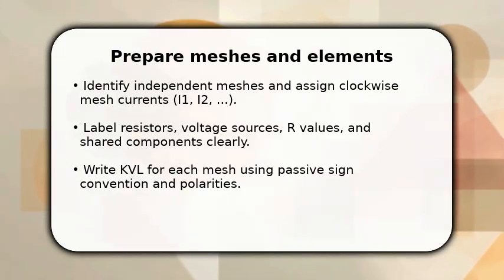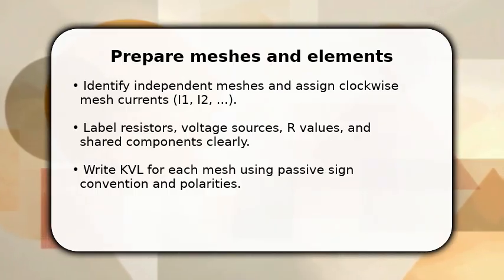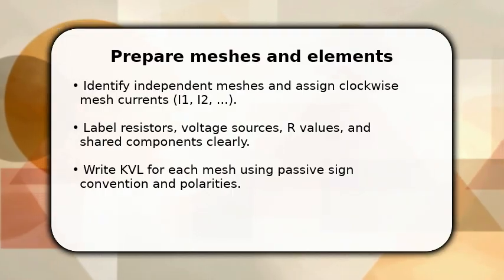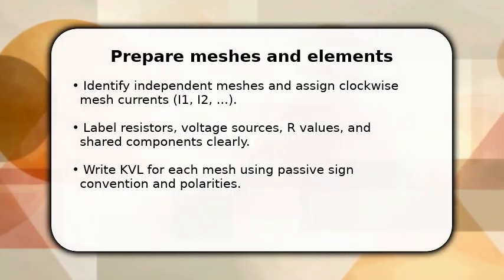You start by identifying independent meshes and assigning mesh currents, typically clockwise to avoid sign confusion. Once done, label every resistor and voltage source with values and polarities so the calculator input matches the schematic.